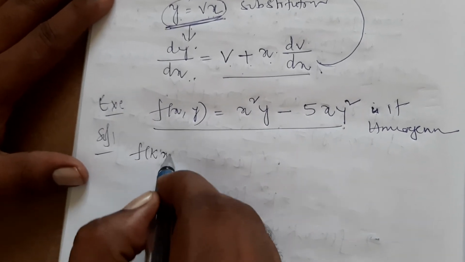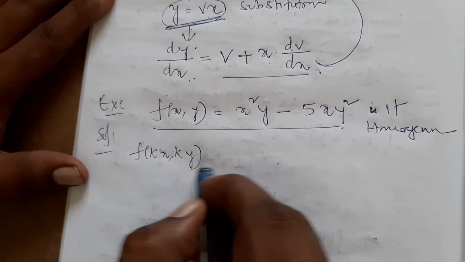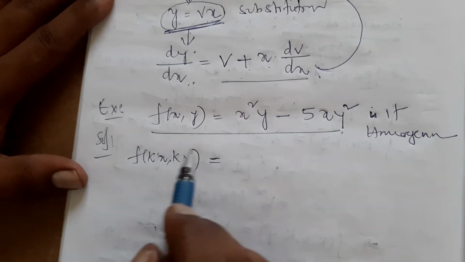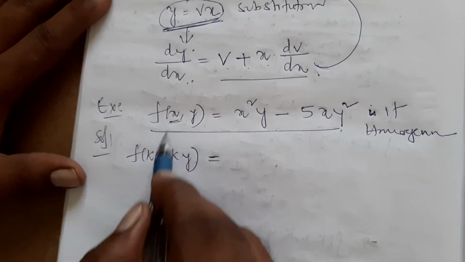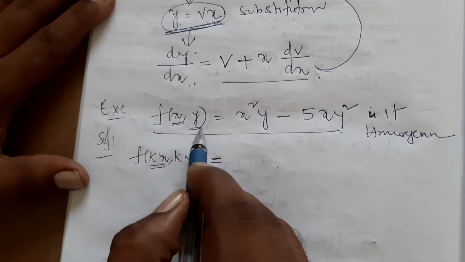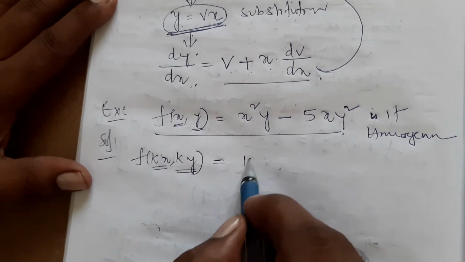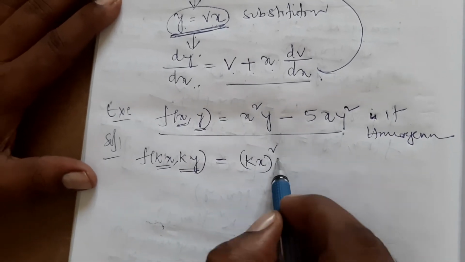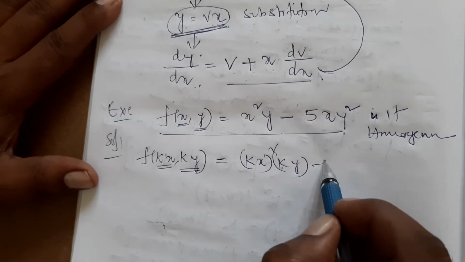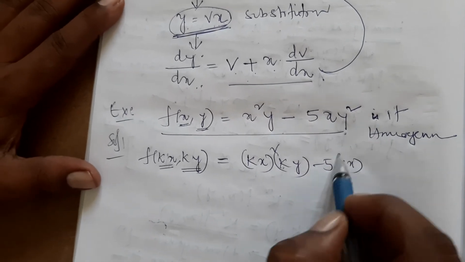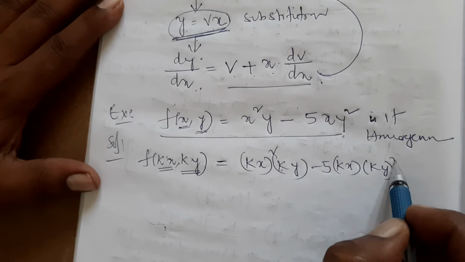Immediately, what do we have to find? f of kx comma ky. What does f of kx comma ky mean? Wherever x is there, replace it with kx. Wherever y is there, replace it with ky. Then what will the value be? (kx) whole square into ky minus 5 into kx into (ky) whole square.